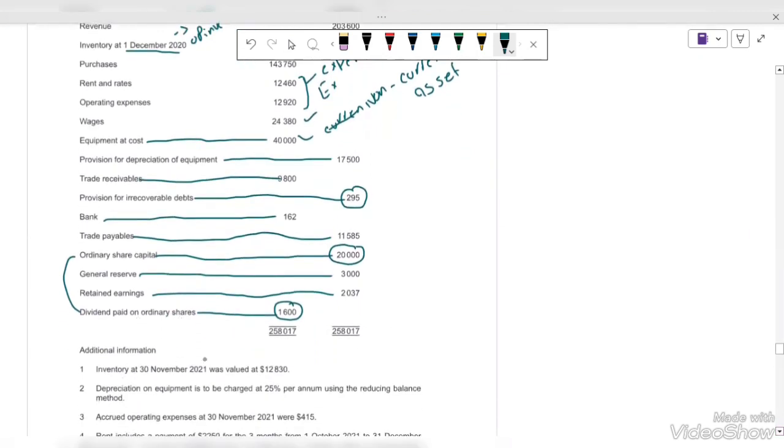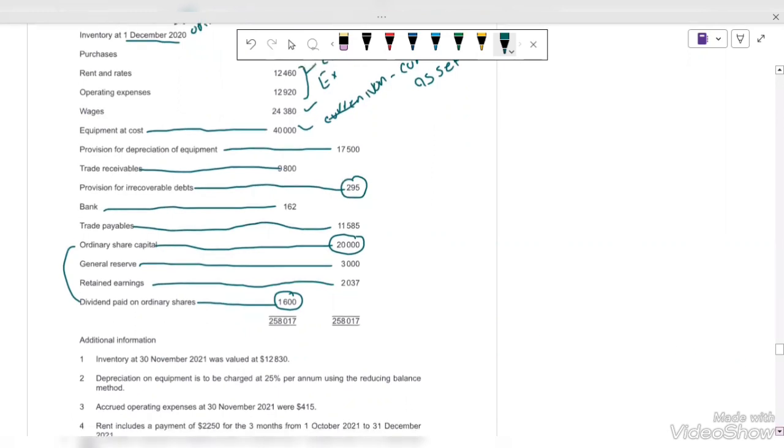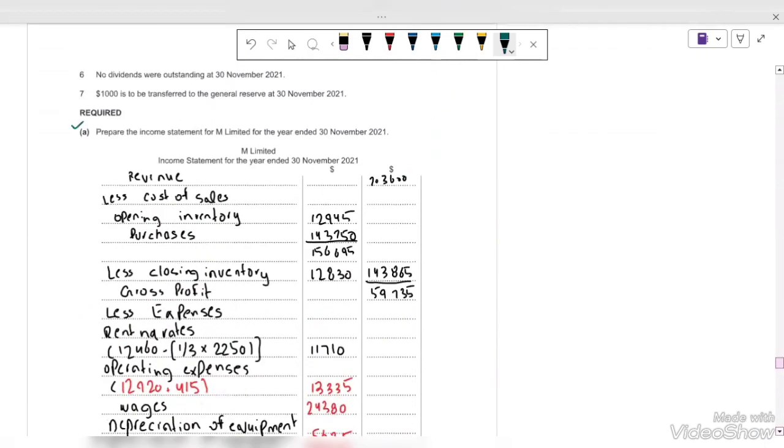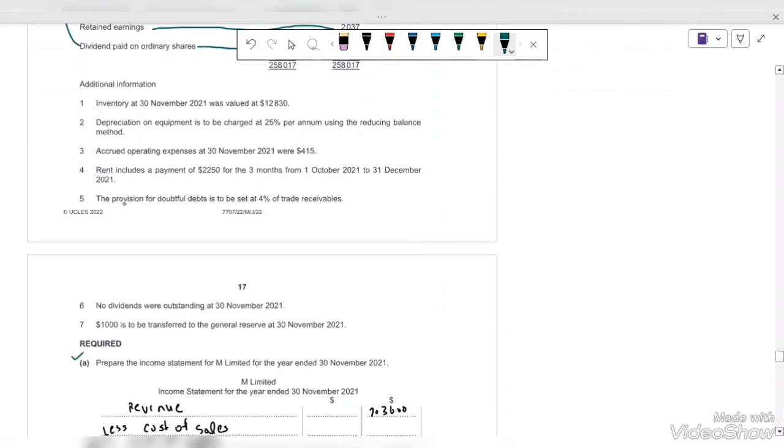Okay. So we have some additional information. I just solved this question earlier, I don't want to waste your time. So this is our additional information. Inventory at 30 November 2021 was valued at this. So this is our closing inventory, because this is the inventory we have found at the end of the year.